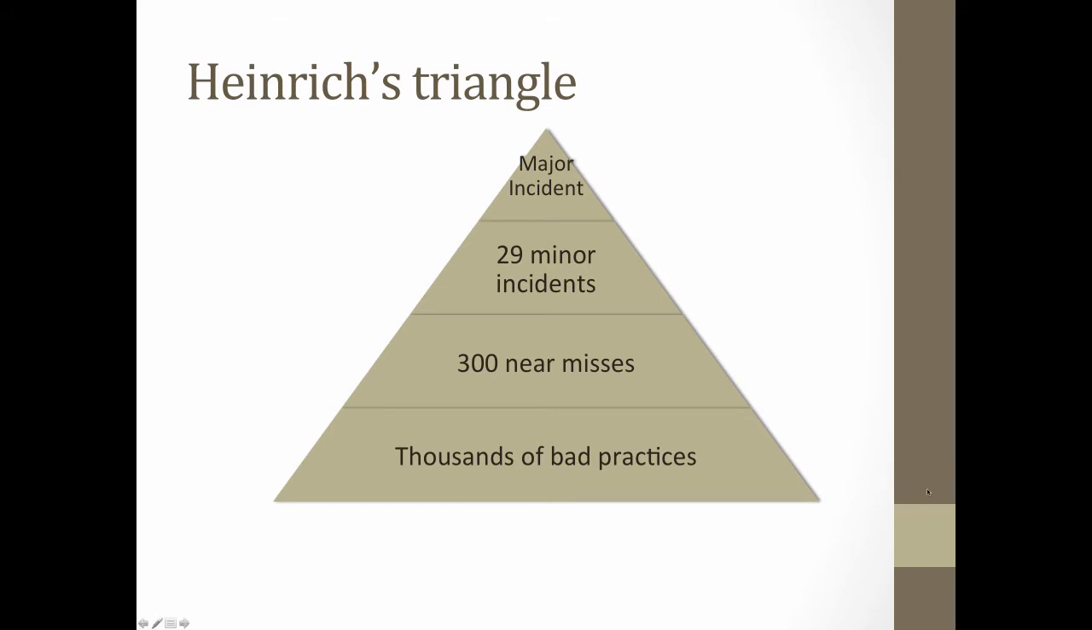So Heinrich was asking organizations to step back from focusing on just major incidents and start looking down at the bottom of this triangle: why are there thousands of bad practices? Again, many bad practices lead to fewer near misses, to fewer minor incidents, to just a single or a handful of major incidents.